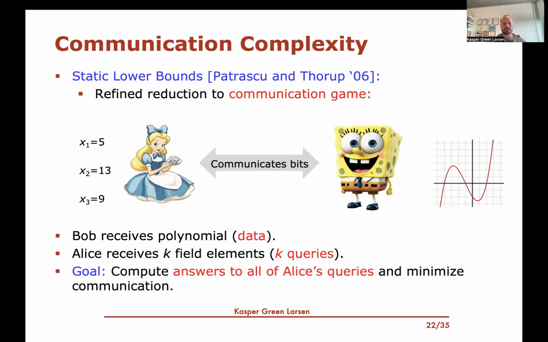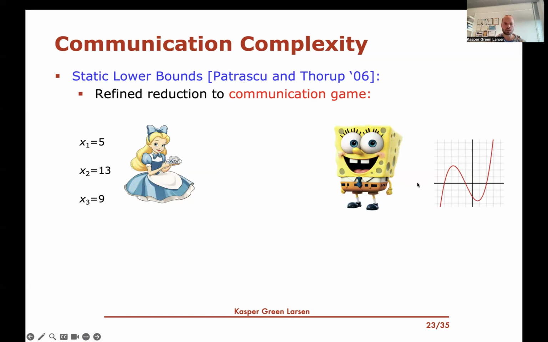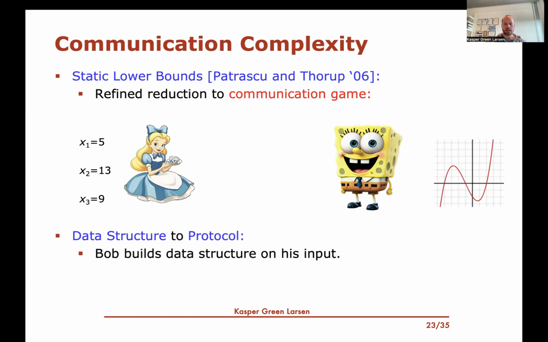And then the goal for them is that Alice should be able to compute the answer to all her queries while minimizing communication, right? So at the end of the protocol, she must know the answer to all K queries on Bob's single input. Remember, the important part is that it's the same polynomial they're evaluating it on. Okay, so basically we're still going to say, well, if I have a good data structure, I'm going to get a good protocol for this communication game. And it's going to go basically the same way as before.